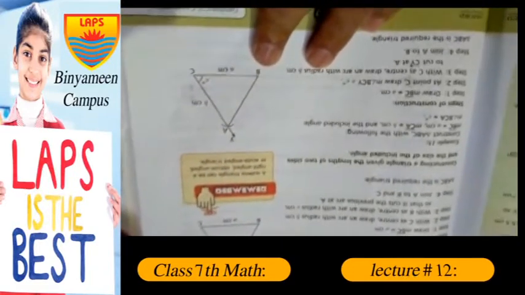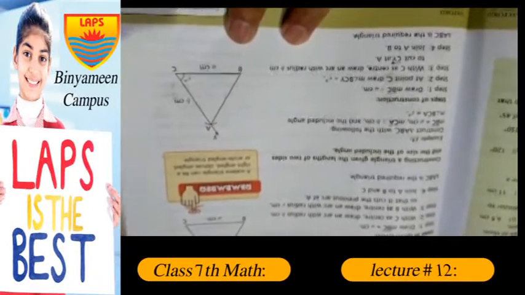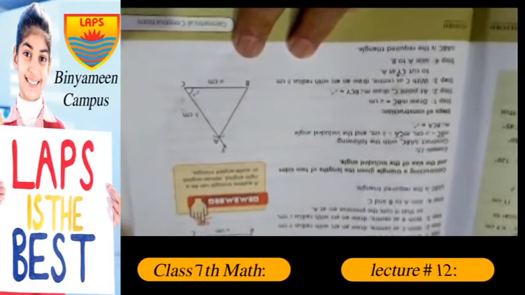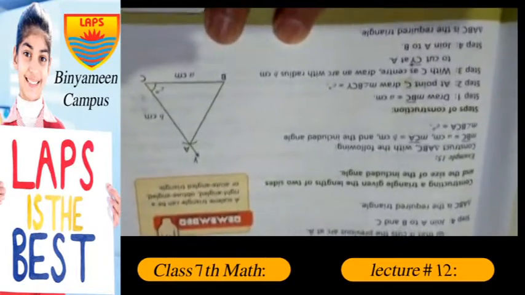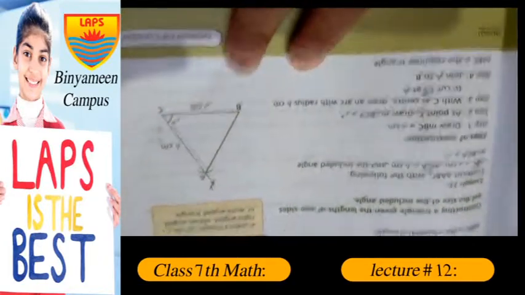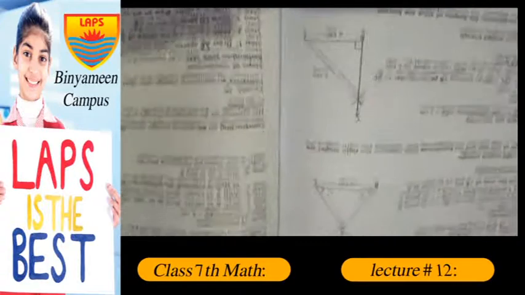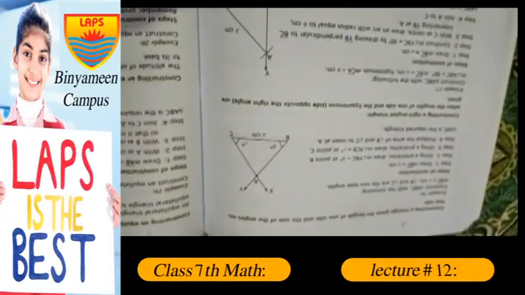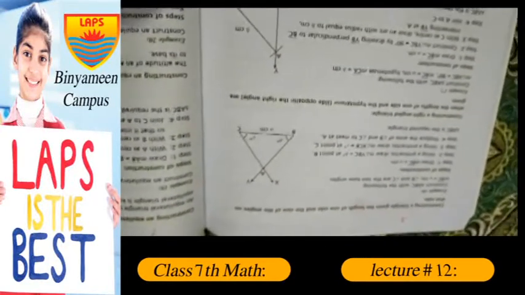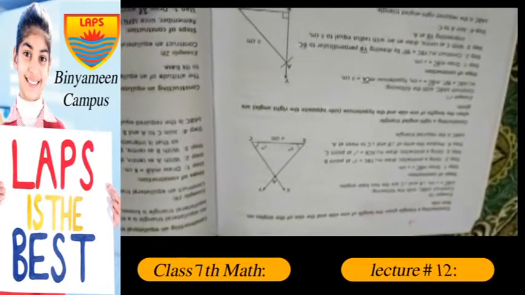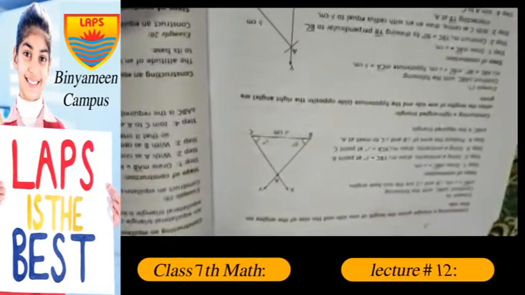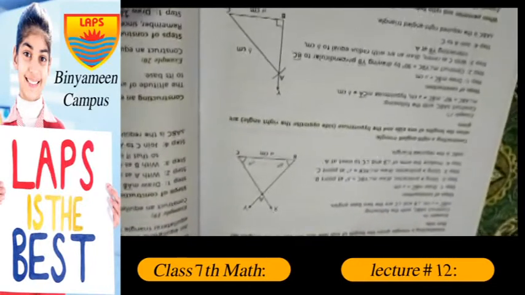Similarly, constructing a triangle given the length of 2 sides and the size of the included angle. You can check in the example, all the steps of construction. Constructing a triangle given the length of one side and the size of the angles on that side. Example number 16.